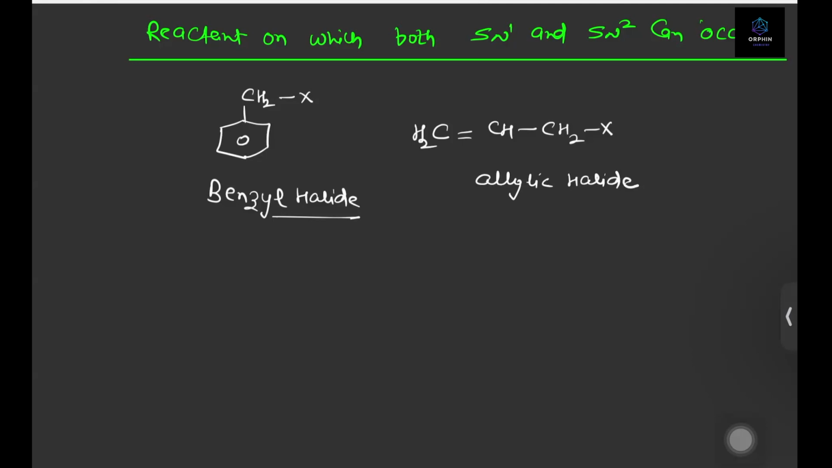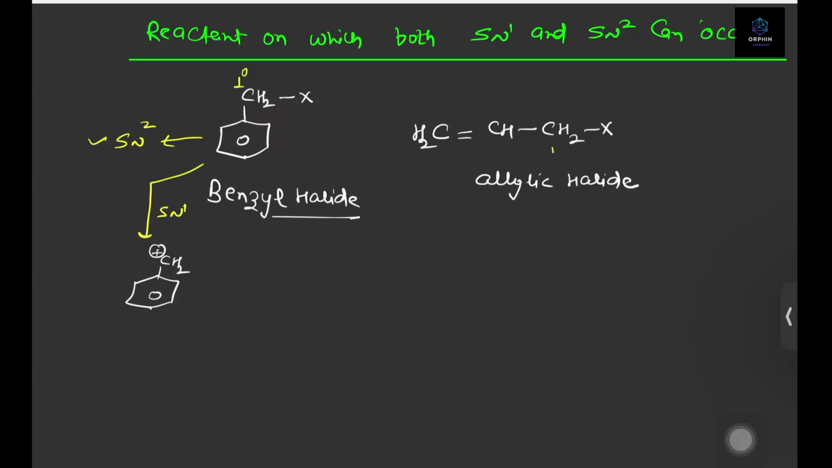Allylic carbon, right? Yes. So both reactions are feasible on this center, beta. Why? Because firstly it is 1 degree, so SN2 can happen very easily. And if you talk about SN1, it can happen when the forming carbocation is stable, and you can see on the benzene, if you make the CH2 cation, it is stable because of resonance. So both can happen.